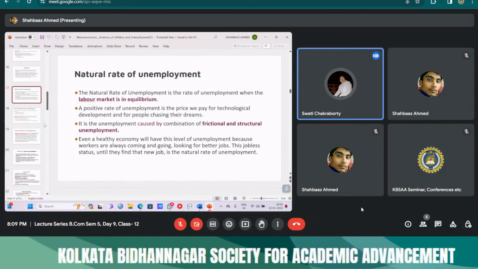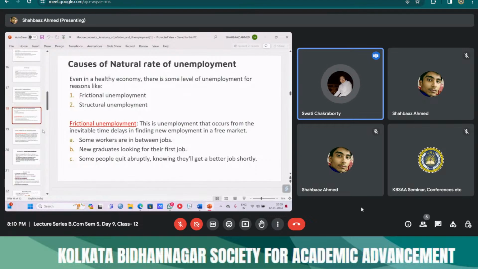This is the unemployment that happens at the natural rate, at the equilibrium situation. It is caused by a combination of structural and frictional unemployment. What are these concepts? We'll discuss them very shortly. Even a healthy economy will have this level of unemployment, because people are coming in and out of jobs, looking for better jobs until they find a new job. This is what happens at the natural rate of unemployment. Okay, can we go to the next slide, please?